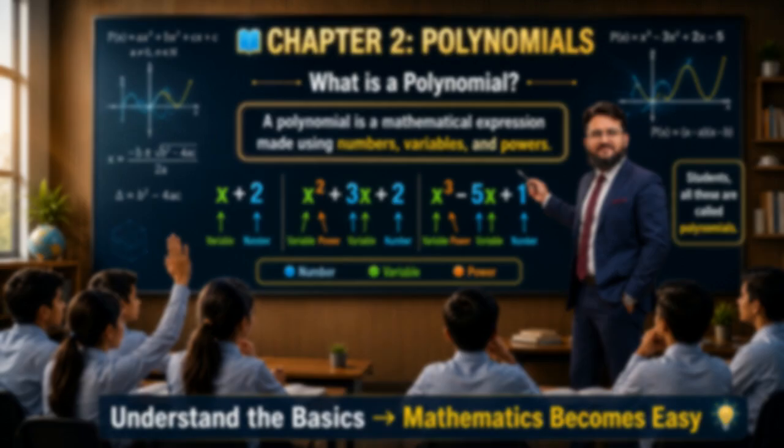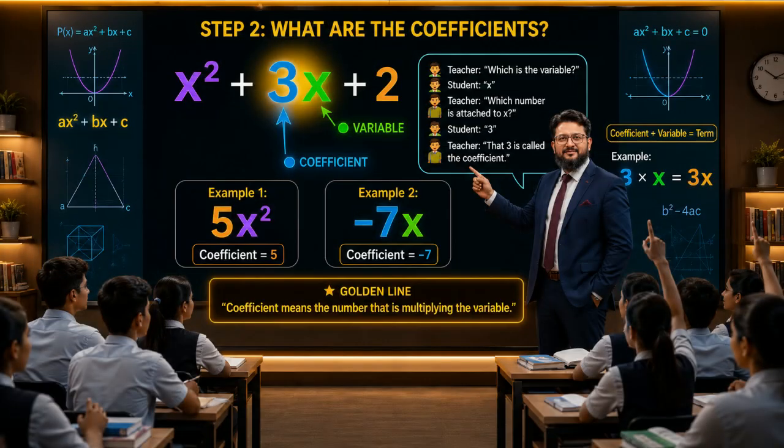Students, now we are going to understand coefficients. Look carefully at this polynomial. x square plus 3x plus 2. Focus on the middle term 3x, which has the variable, that is x. Now tell me which number is attached to x. 3. Coefficient means the number that is multiplying the variable. So in 3x, 3 is the coefficient and x is the variable.